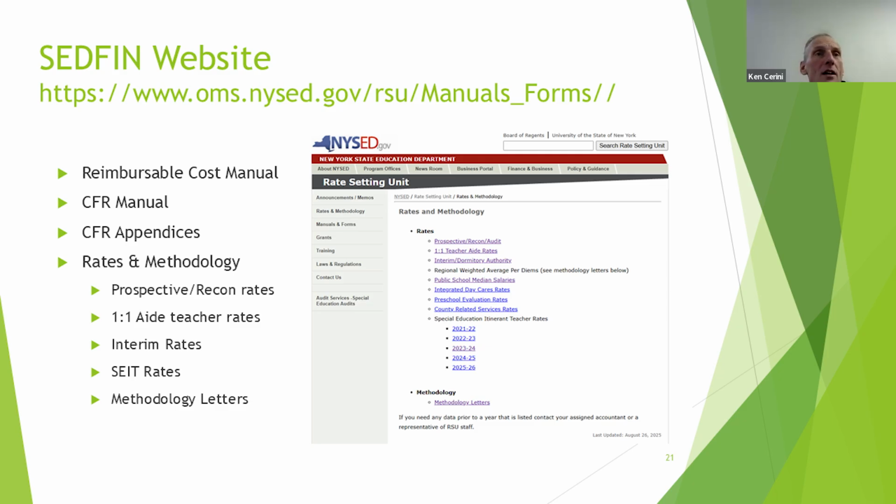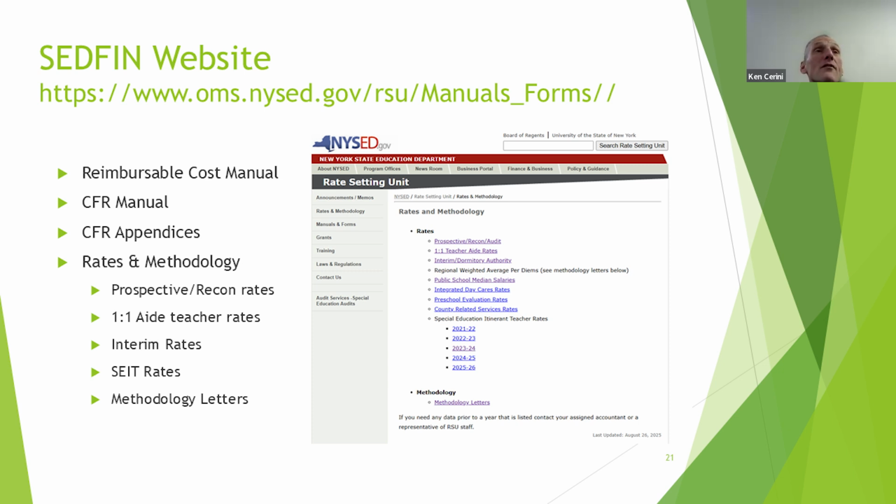In here, you've got a bunch of other information too, your evaluation rates, your related service only rates, your CEIT rates, all that stuff is published here. Again, the methodology letter, that's where you can go in and see what the rate increases were from an annual basis. So that's really good.